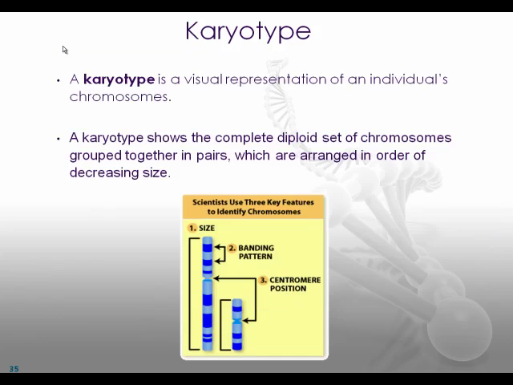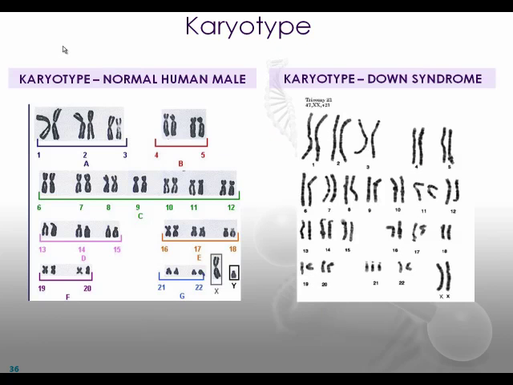A karyotype is a visual representation of an individual's chromosomes. A karyotype shows the complete diploid set of chromosomes grouped together in pairs which are arranged in order of decreasing size. Here you will find a karyotype of a normal male. We know that it's a male because it has X and Y chromosomes. Also, you will find a karyotype of an individual with Down syndrome. This is also called trisomy 21. If you notice, there's an extra chromosome at the 21st pair.